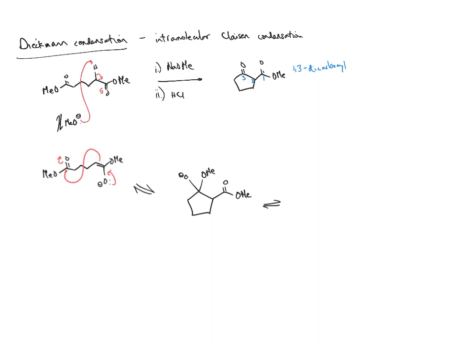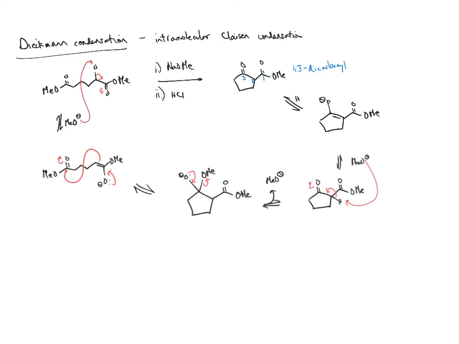This then collapses with loss of methoxide as a leaving group. And that's going to give you a 1,3-dicarbonyl compound. But again, you're under basic conditions, and so this proton then falls off by deprotonation with methoxide to give you another enolate. And this is the resting state of the product until you work it up with, in this case, HCl, to give you your product, which is now the 1,3-dicarbonyl compound.